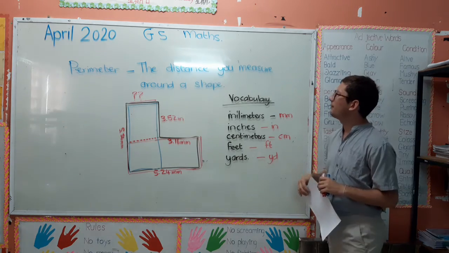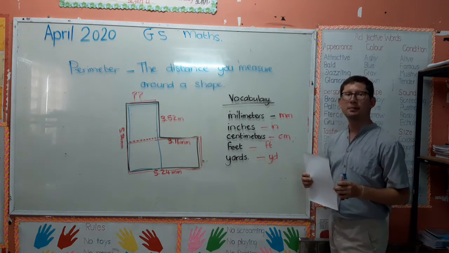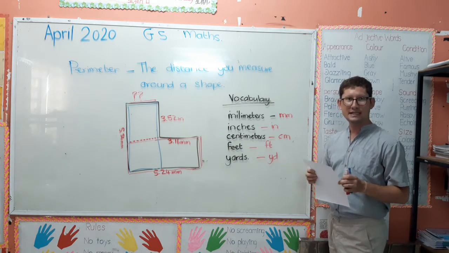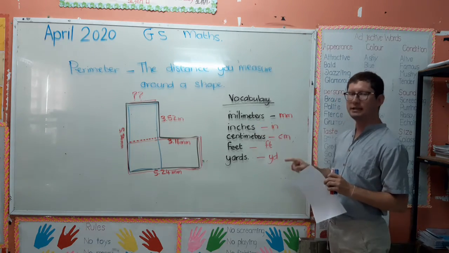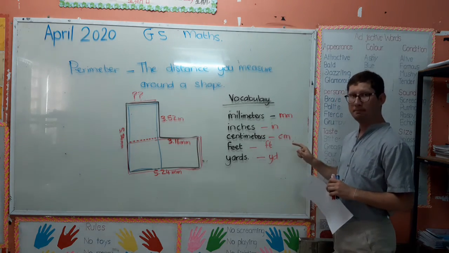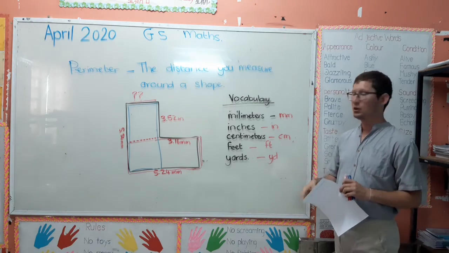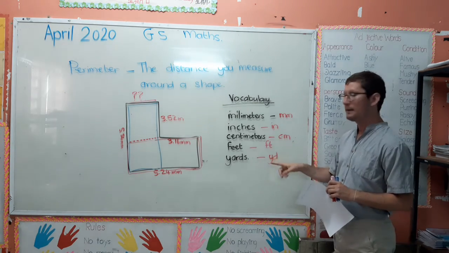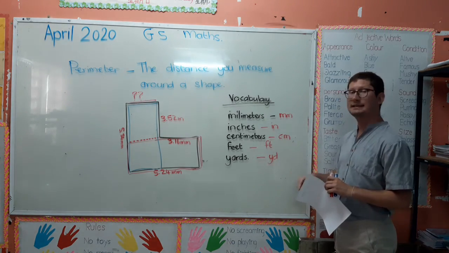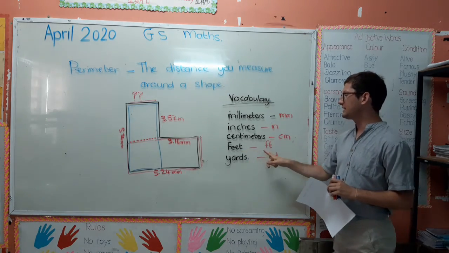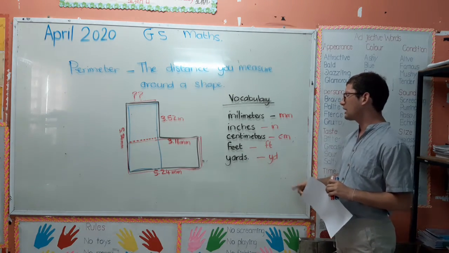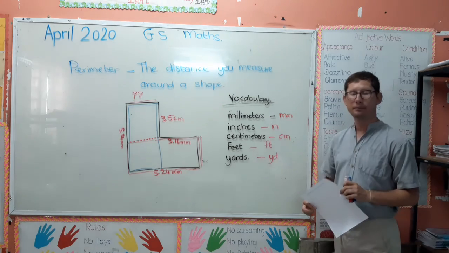Okay. So for the measurement, for this activity, we will have millimeters, which is known as mm. We have inches, which we know as in. Centimeters, which is cm. Feet, which is ft. And yards, which will be yd.